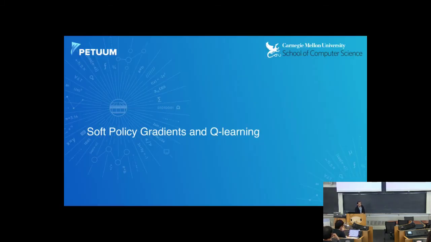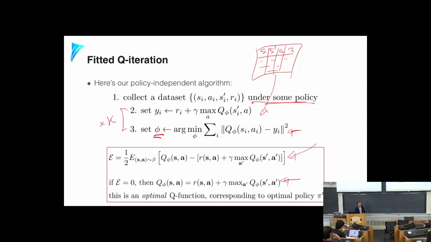Before we move next to the soft policy gradients and Q learning, do you guys have any questions? I have one question. So I didn't quite understand why we can regard the vanilla Q iteration algorithm as a dynamic programming problem. Right. So why is this a dynamic programming problem?